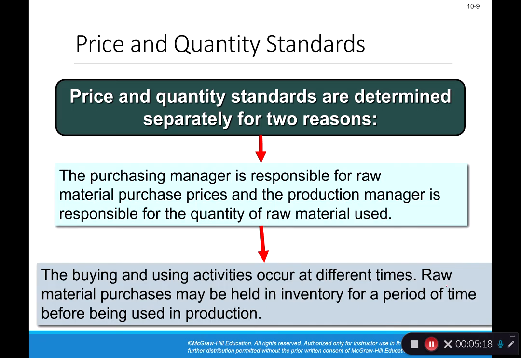The buying and using activities occur at different times, so raw material purchases may be held in inventory for a period of time before they're used in production, which is another reason why we want to break down the pricing and the quantity standards, because the price standard is going to be based on when we buy the goods. Quantity is going to be based on when and how we use those goods in production.